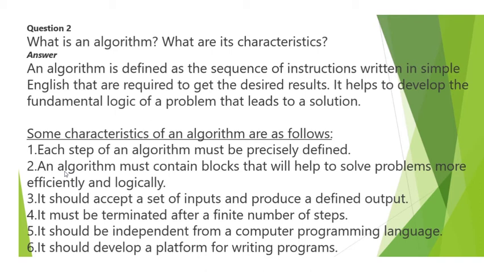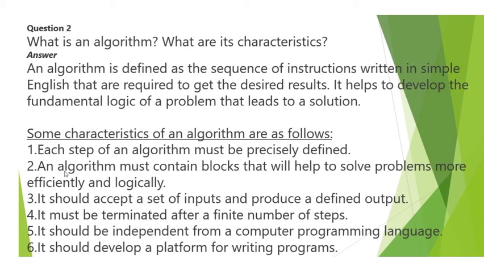An algorithm is defined as the sequence of instructions written in simple English that are required to get the desired results. It helps to solve the fundamental logic of a problem that leads to a solution. As we have already discussed 2-3 examples of an algorithm, it is a very simple definition also. An algorithm is defined as the sequence of instructions.